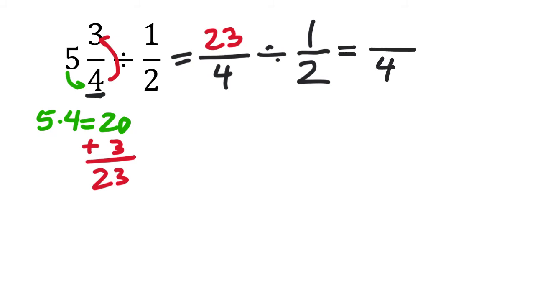So again, our dividend will stay the same, 23/4. But now I'm going to change the operation to multiplication, and we're going to reciprocate that fraction of 1 over 2 into 2 over 1.